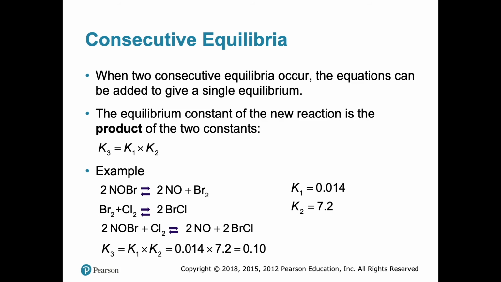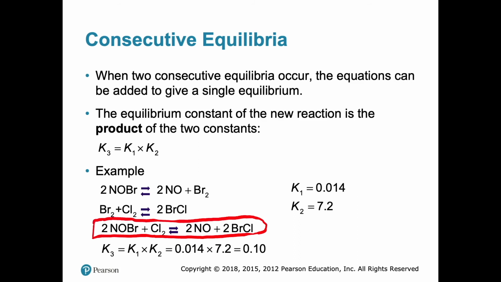So let's take a look at another thing here. You can actually do equilibrium constants where there's more than one equilibrium. Say it's a two-step reaction. So here is the overall general reaction right here.